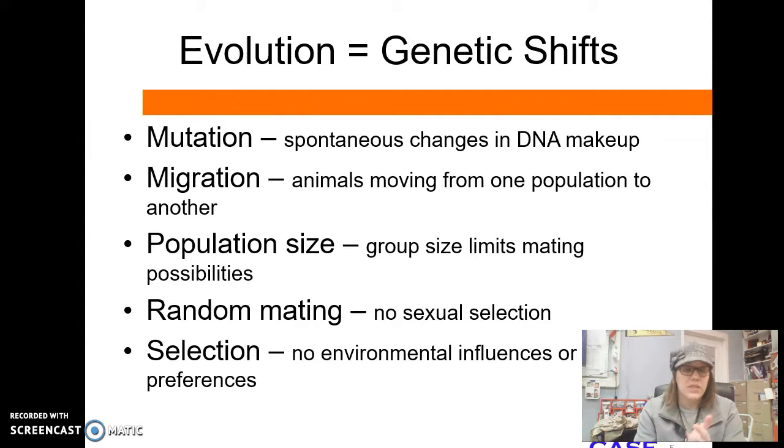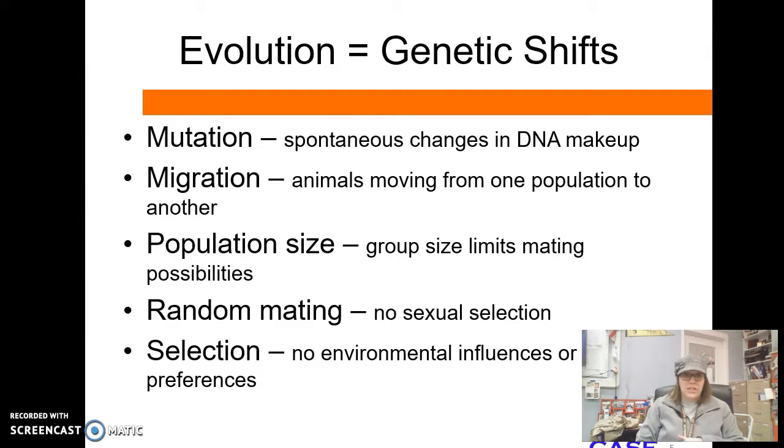The first one is mutation. Mutations are just spontaneous changes in DNA. This is literally just as you are copying over the DNA in the cells, something gets flip-flopped in those big long letter sequences. That means that maybe an enzyme changes or a protein that used to be coded this way is now coded this way. Those sorts of changes over time can cause some significant changes in a population, but it takes a really, really, really long time.